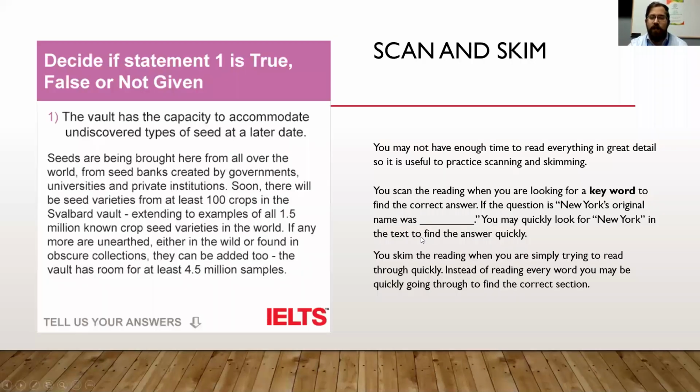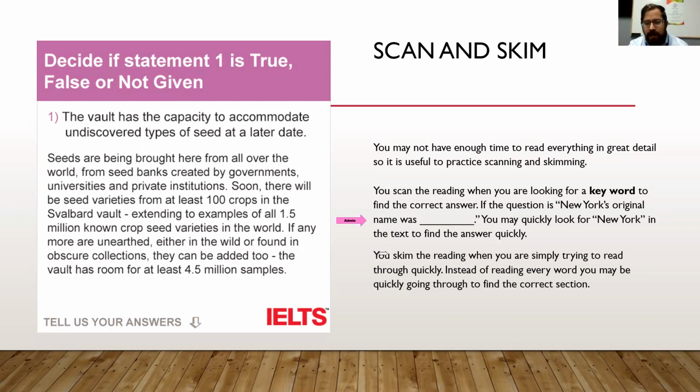Okay, now one of our best strategies that we recommend you employ is scanning and skimming. So what does that mean? Well, you may not have enough time to read everything in great detail, so it's useful to practice scanning. Scanning is when you read only looking for a key word. So for example, if the question is, New York's original name was, you may quickly look for the word New York in the text to find the answer quickly, right? So just quickly looking, New York is there.